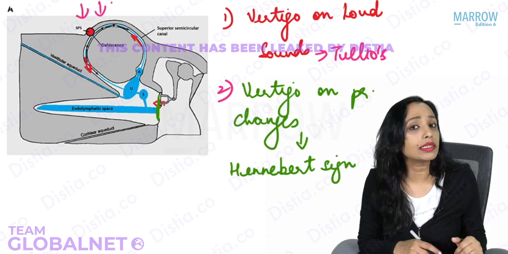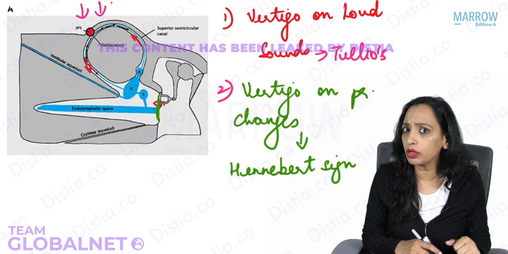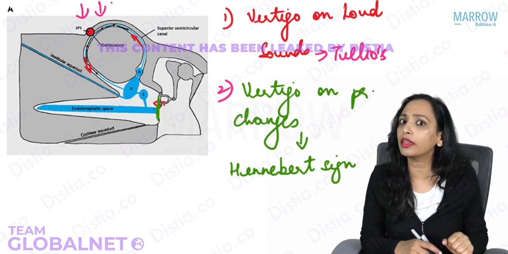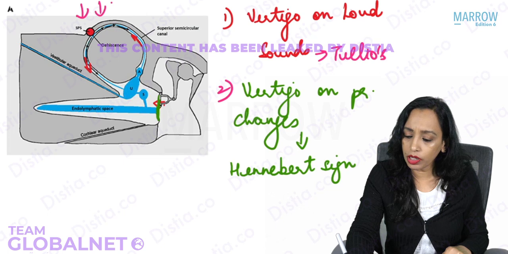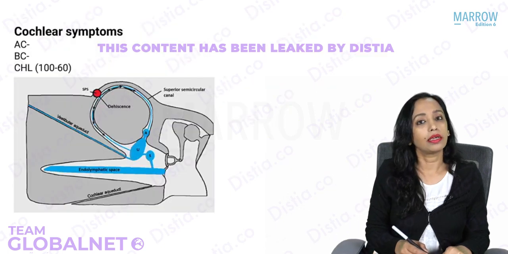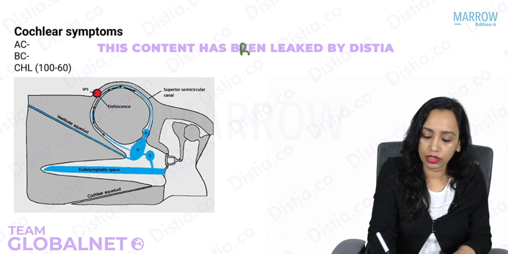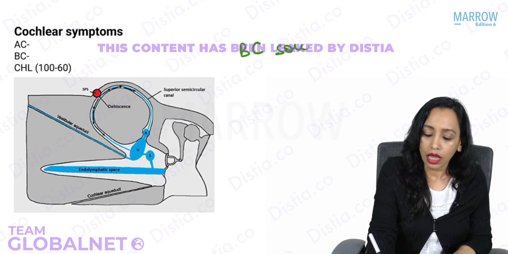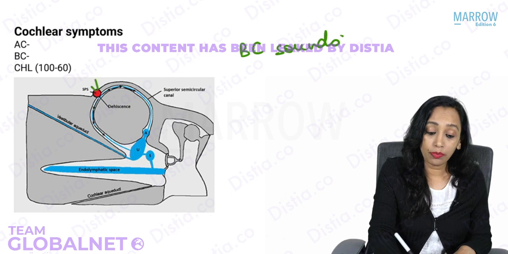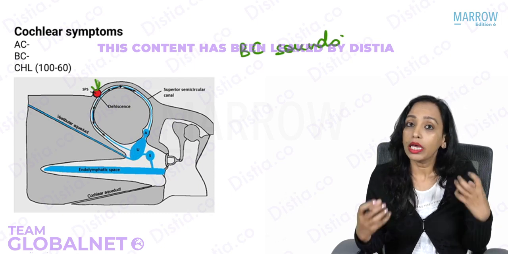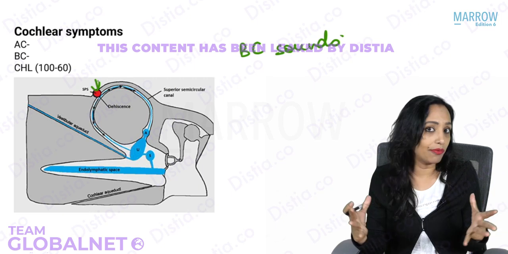Now, what will be the cochlear symptoms? Will there be any cochlear symptoms also? Will the hearing also be affected in this patient? Yes. So, what will be the cochlear symptoms? Let us see. Now, here in this patient, let us see what happens to the bone conduction sounds. Yes, bone conduction sounds. Now, we have abnormal opening where? In the bone. In the bone covering the labyrinth.